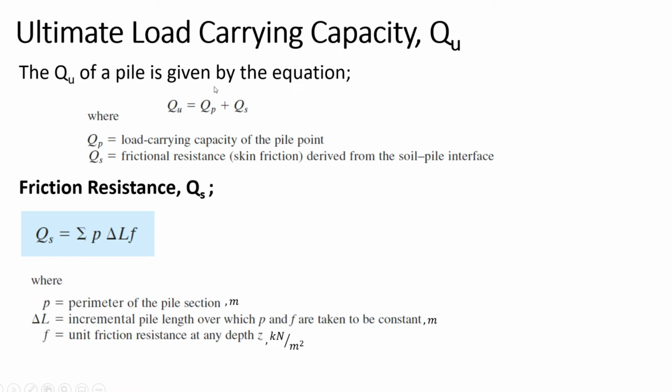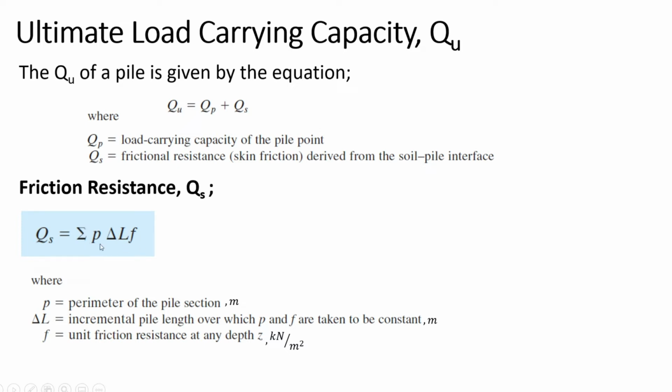As we know, the ultimate load carrying capacity Qu, the general equation, is equivalent to Qp plus Qs. The Qp is the end bearing capacity, also known as the point carrying capacity, plus the frictional resistance or skin resistance that derives from the soil-pile interface. So for this video, we will look at the frictional resistance Qs.